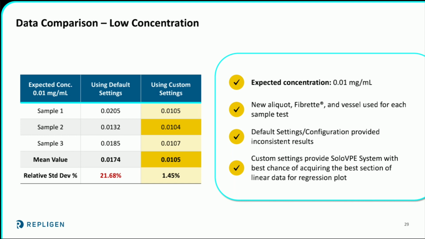So these are extremely low slopes, and without the low concentration method, we see the consistency falls off at 21.68% relative standard deviation. Using the low concentrated method, lowering the data points, and increasing the averaging time, we brought the results down to 1.45% RSD, and we can see that they're extremely consistent here.